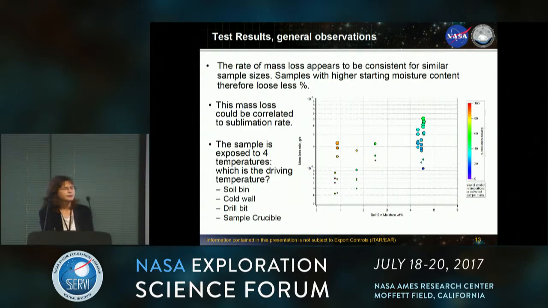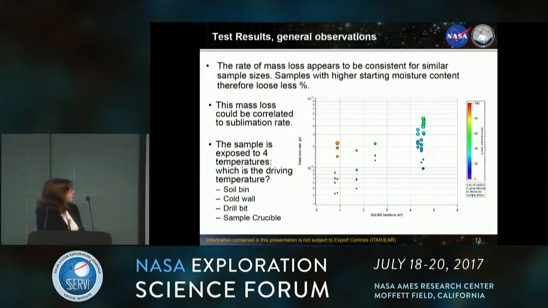So this is kind of spinning that in a little different way. Again, I've got soil bin moisture content plotted at the bottom. This is mass loss rate. So this is basically the water lost in grams over the exposure time. So again, the size of the symbol correlates with the sample mass. And what I want to point out here is that for similar sample sizes, we're seeing a similar loss rate.